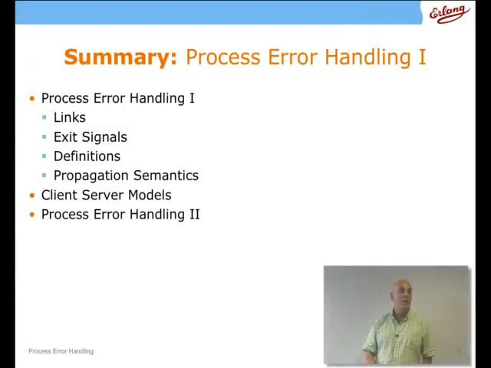So I think that has covered how we set up links between processes so that errors are propagated through process networks, and we can see in particular that exit signals can be transmitted or not according to the various settings of the trap exit flag and the particular reason that the termination has happened. We've also revised some of the definitions we've made in this section. So I'm just going to pause here, and what we're going to do next is talk about client-server models.